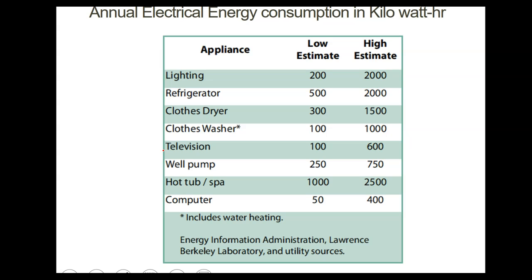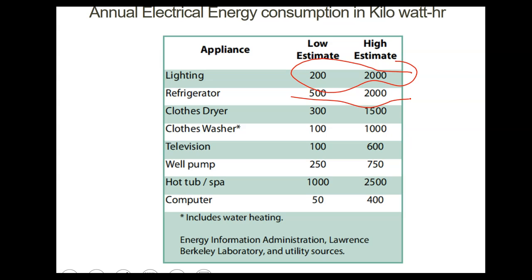Again, this is the power consumption. Lighting varies between 200 to 1000. So this is energy consumption in kilowatt hours. The fridge, again, between 500 to 2000. There are ways to reduce the power consumption of fridges or refrigerators, but again, it's something that has to be there and on all the time, but you can make it a little bit less.